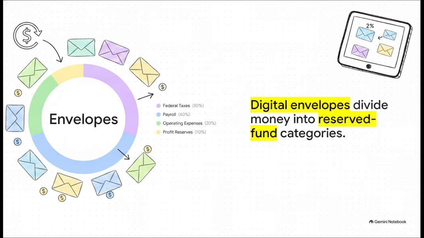And this brilliantly illustrates how you can reward all your diligent bookkeeping by using the digital envelope strategy. Once your bookkeeping is clean, you can use it to strategically manage your actual cash. Just like dividing physical cash into paper envelopes, you can create reserved fund categories electronically right within QuickBooks Checking. You might reserve, say, 30% for federal taxes and maybe 40% for payroll. Every single time you receive income, you electronically move a percentage into these envelopes. It physically protects that money so you don't accidentally spend funds that are actually owed to the government or to your team.